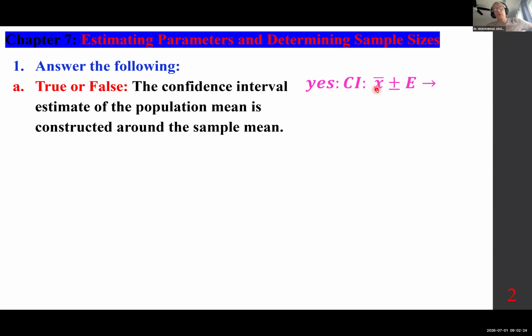Remember, normally we don't have access to population parameters. So we start with the sample statistic, in this case, X bar, and we make up an interval, and that is called a confidence interval. Sigma of X bar is sigma over square root of n. E is z alpha over 2 times sigma over square root of n.